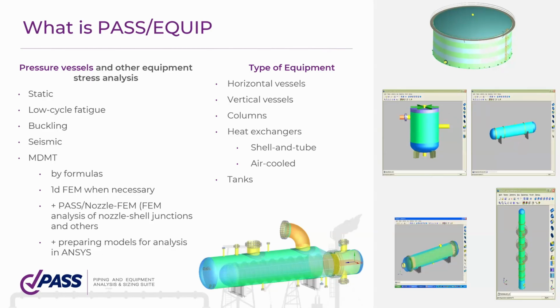And this software is accompanied by PaaS nozzle FEM for full-scale FEM analysis of nozzle shell junctions and other non-standard elements. And in some rare cases, when it is very complex and we cannot address this inside our software, we also have a feature for automatically preparing a model for analysis in ANSYS, for frame roofs for tanks, for example. What kind of equipment do we address? Horizontal vessels and vertical vessels. The difference is just in support types, columns, heat exchangers of two main types, shell and tube and air-cooled, and vertical tanks.